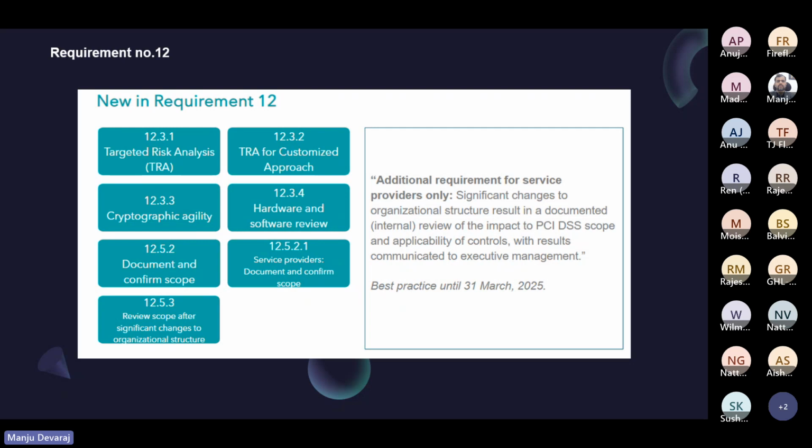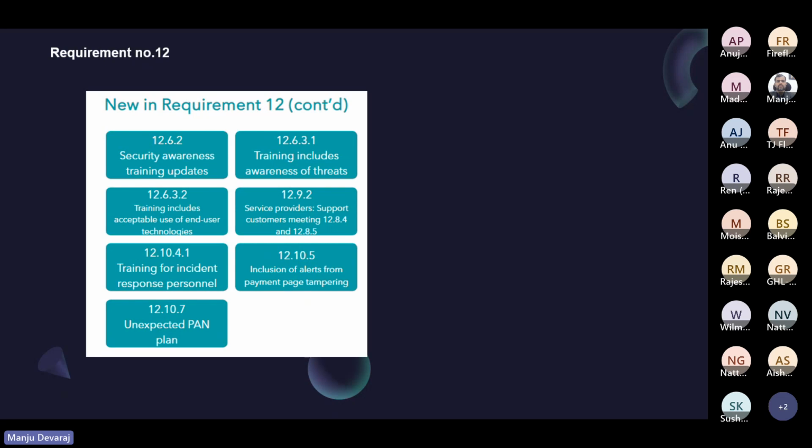So targeted risk analysis is a new thing. TRA for a customized approach, new thing. Hardware and software review: before, 3.2.1 never had any coverage around review of hardware as well as software technology in terms of end of life. They are explicitly telling end of life and end of support systems. That was not explicitly mentioned or covered anywhere. Now, service provider related documentation, very importantly, additional requirements for service providers, how they impact, and you need to see that maybe a targeted risk analysis is required.